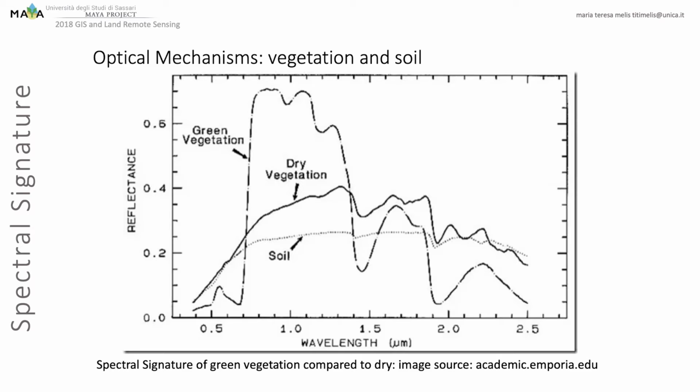Vegetation and soil: this is very important because we have to compare the spectral signature of vegetation and the spectral signature of soil. You see the behavior of green vegetation and dry vegetation, and you see that the spectral signature in the infrared part of the spectrum is completely different. We have a low reflectance for dry vegetation, and this behavior can be compared with soil, and sometimes the spectral signature is very similar.